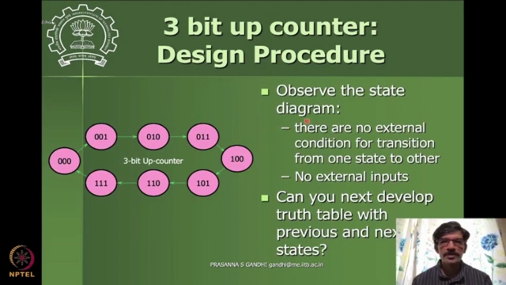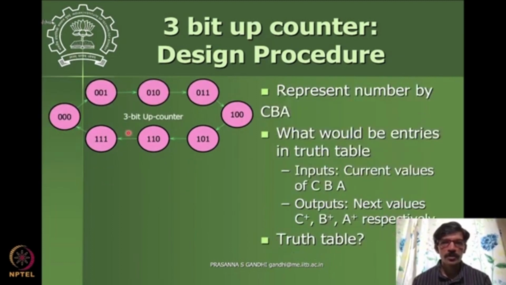There are no external conditions for transition here. You remember in our lock problem, there were conditions on the keys that would take us from one state to another state. But here there are no such conditions, no external inputs. So again we can develop the truth table in a similar way. We are going from one state to the next without any condition on any key or any other input.